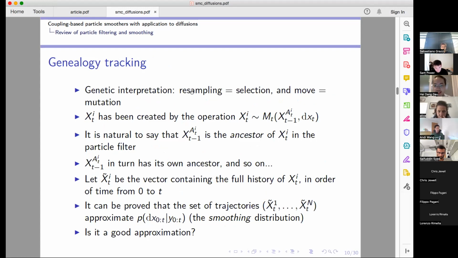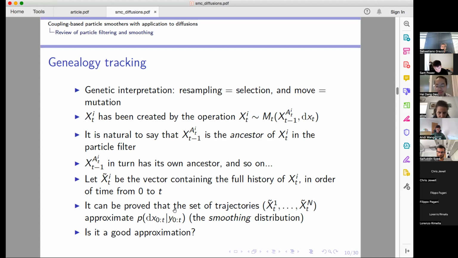There is a genetic interpretation of this algorithm. You can think of resampling as a selection step and move as a mutation step. H_t^i has been created by this operation, and it's natural to say that H_{t-1}^{A_t^i} is the ancestor of H_t^i in the particle filter. And H_{t-1}^{A_t^i} in turn has its own ancestor too, and so on, and you can track everything back to time 0.